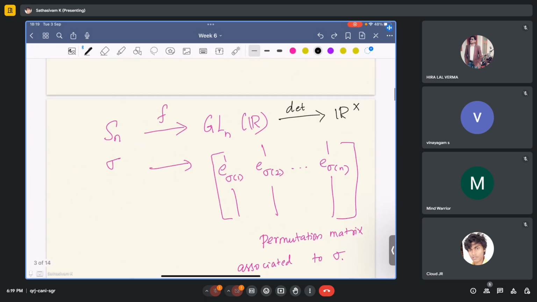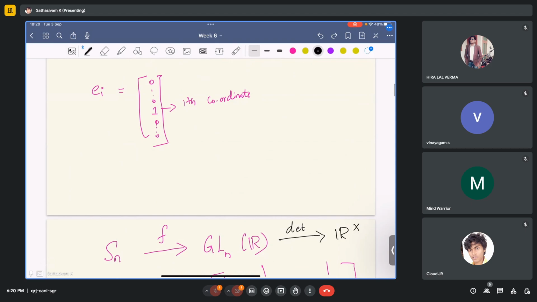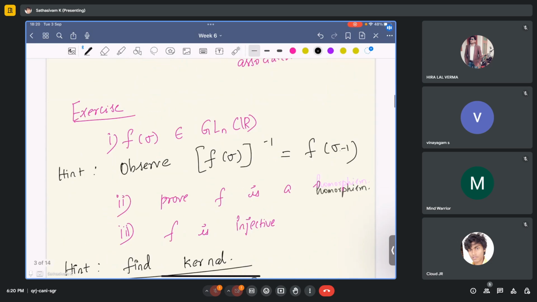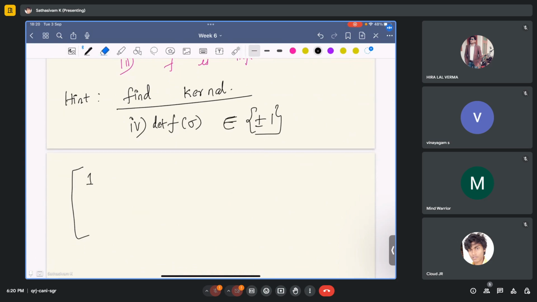What happens with this permutation matrix is that it permutes the columns of the identity. If you write E1, E2, E3, this is nothing but the identity matrix, 1 0 0, 0 1 0, and so on. Here you are just permuting the columns of the identity matrix, so maybe this is one permutation matrix.